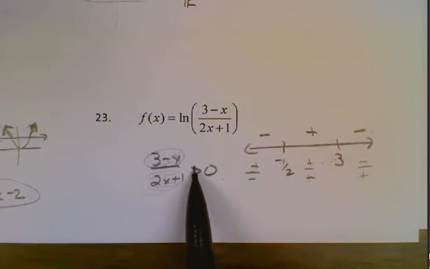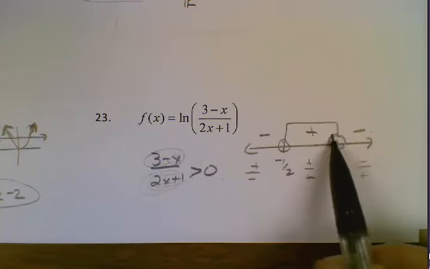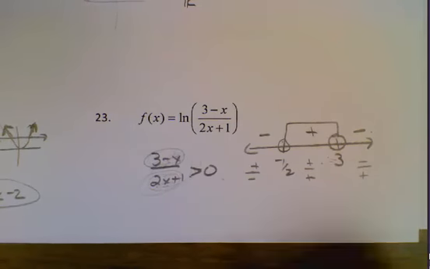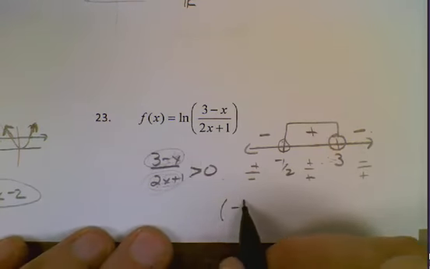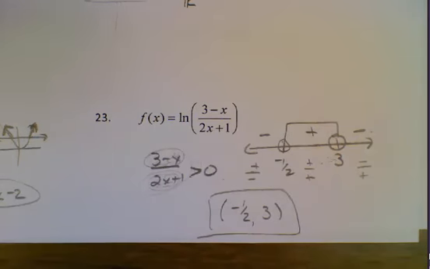And again, I'm looking for the greater than zeros. So I'm looking for everything here. It can't equal 0, so I can't include that. So it's everything, I'll use interval notation, everything between negative 1/2 and 3. Okay? So that's page 3. I think I'll just do another quick short video on page 4.